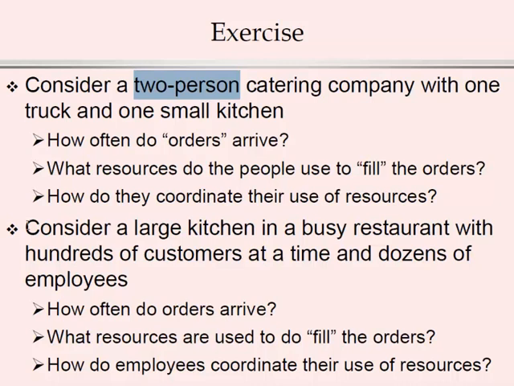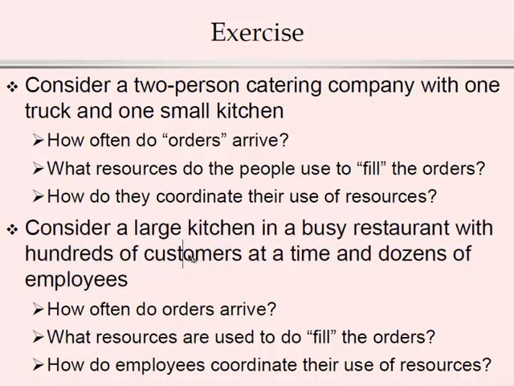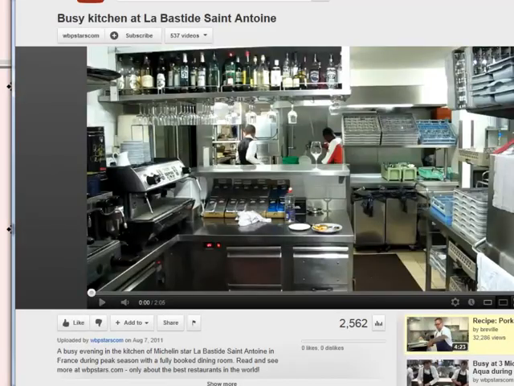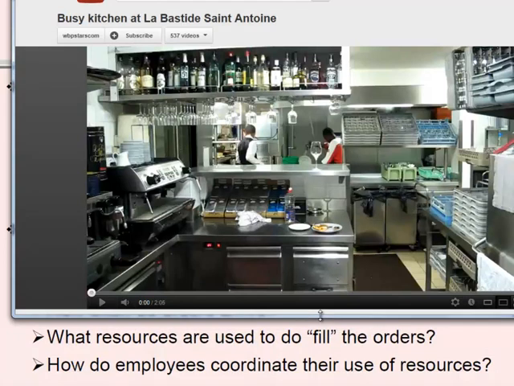Now let's go to the other end of the scale. A large kitchen in a busy restaurant, hundreds of customers, dozens of employees. And I went out on YouTube and actually found a picture of this. So I'm just going to let this thing run for a couple of minutes, so those of you who have never had the joy of working in a commercial kitchen can get a rough idea of just exactly what we're talking about. This is La Bastide Saint-Antoine restaurant in Paris.